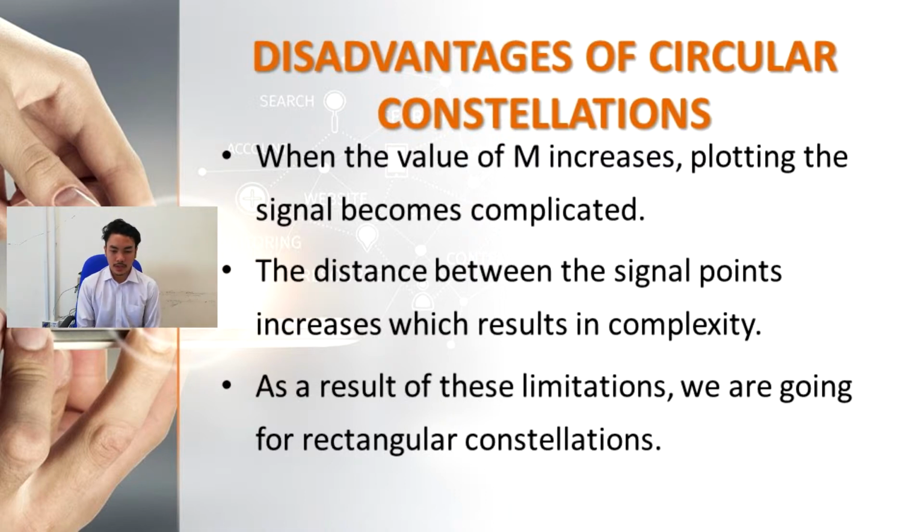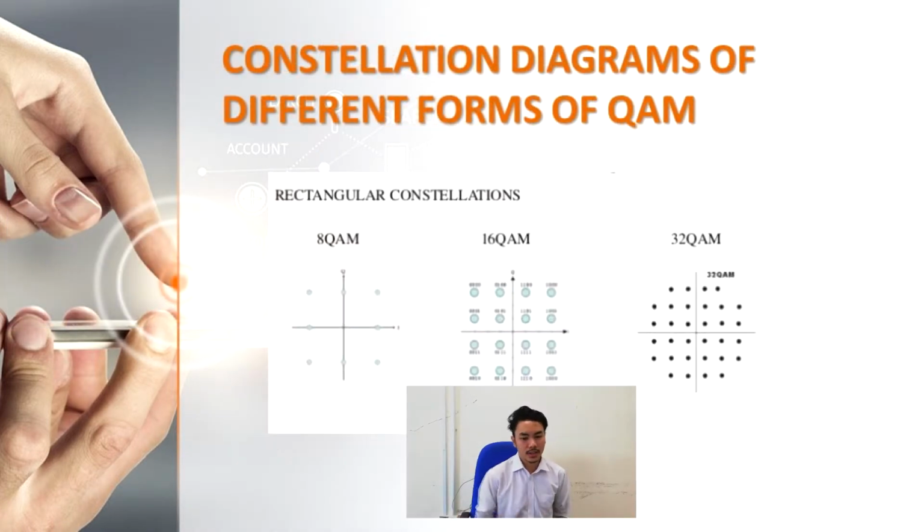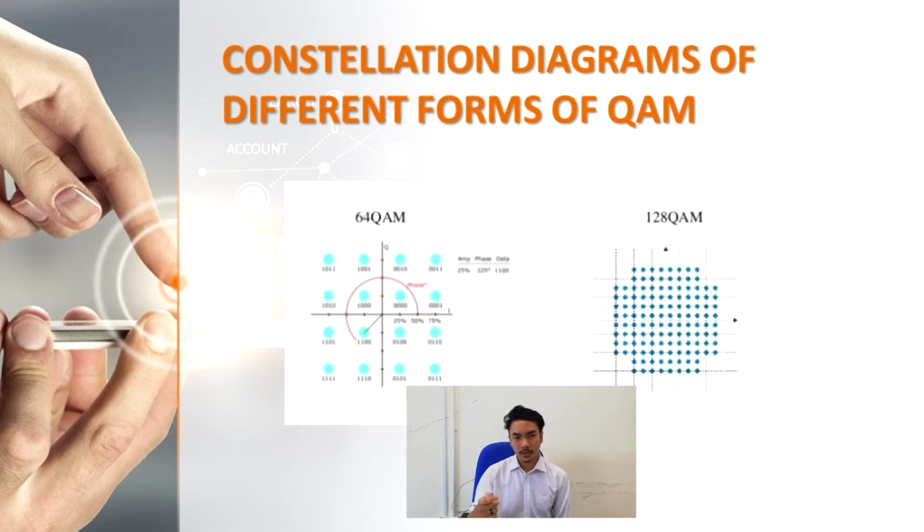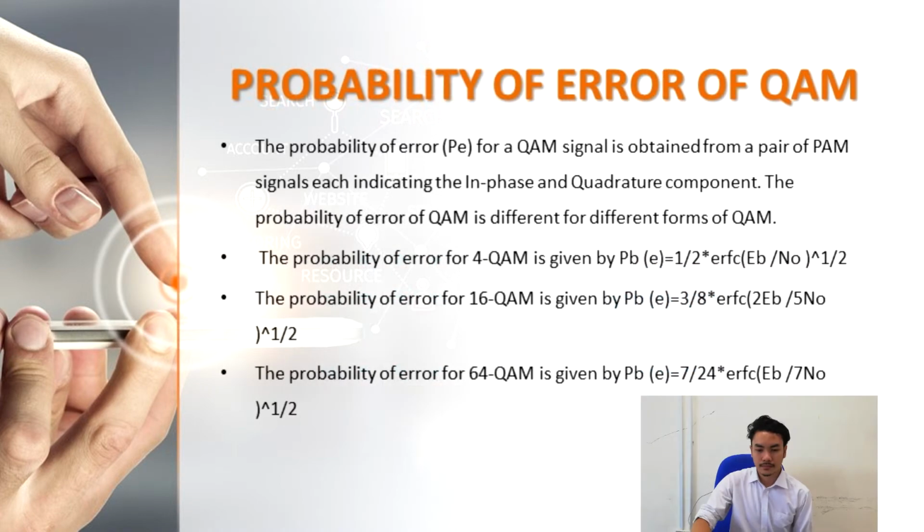When the value of M increases, plotting the signal becomes complicated. The distance between the signal points increases, which results in complexity. As a result of these limitations, we are going for rectangular constellations. As you can see in the diagram, there are constellation diagrams of different forms of QAM. Many, from 8 QAM until 256 QAM, may be applied on the rectangular constellations.